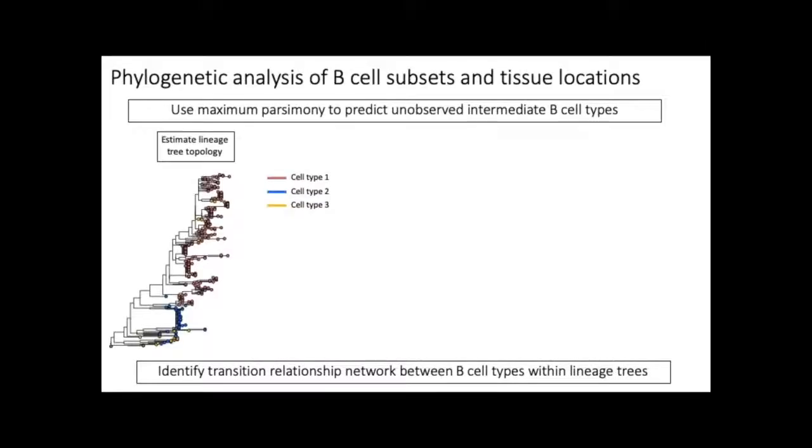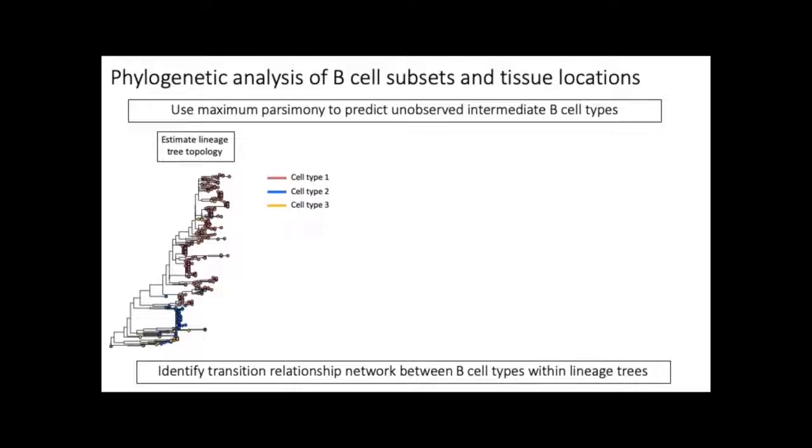So while I'm here, I wanted to plug some of the other analyses we're doing. A major point of interest is using phylogenetic lineages to explore the relationships between different B-cell subsets and different tissue locations. So given samples from different tissues or from different sorted cell subsets, can we use B-cell lineages to tell us something about how these types relate to each other?